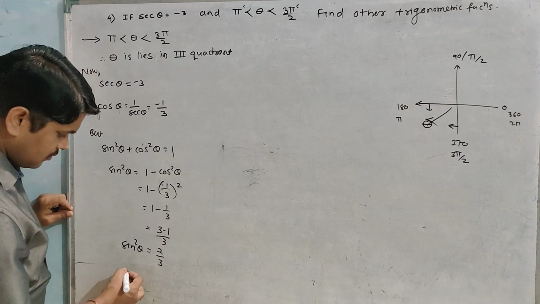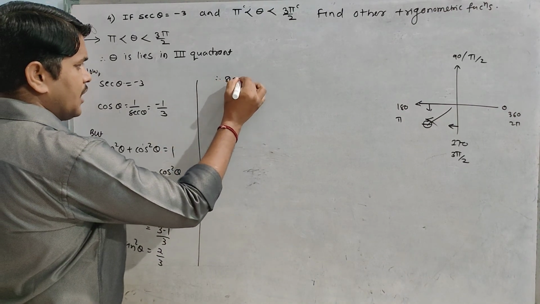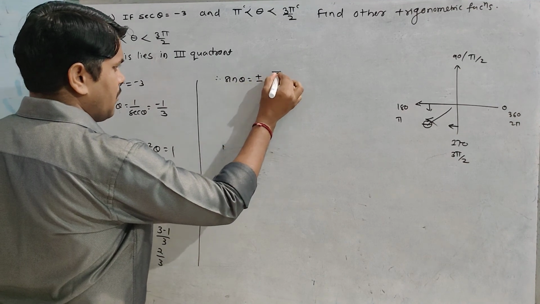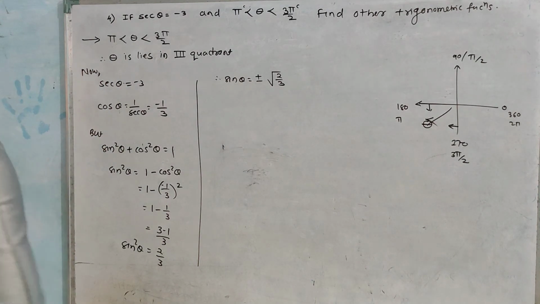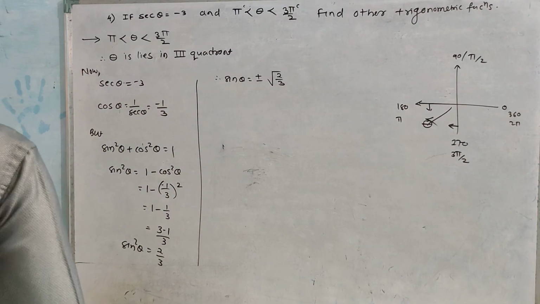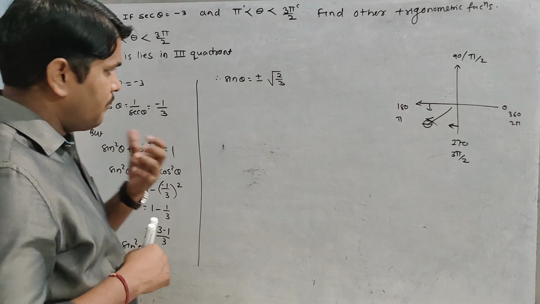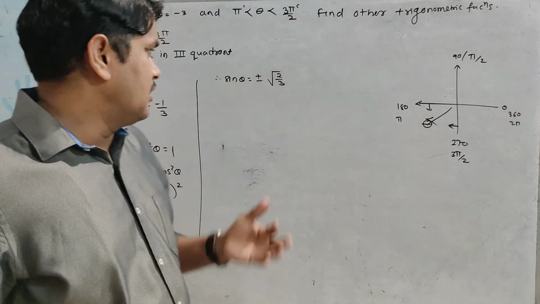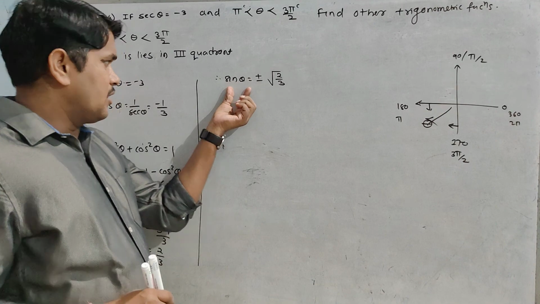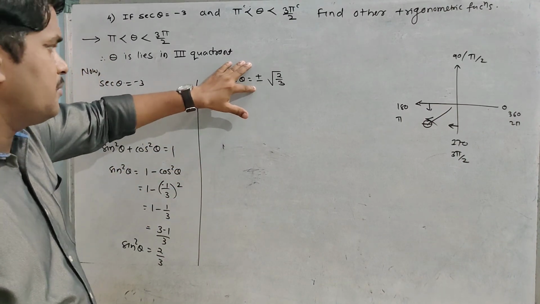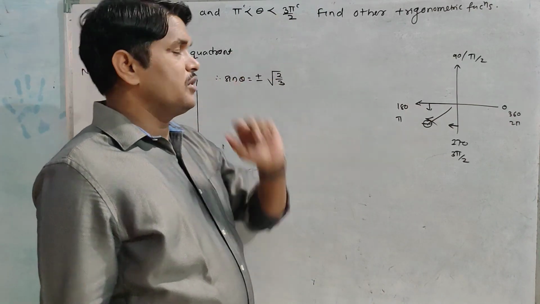Okay, so after taking the square root, we get sin theta is equal to plus or minus 2/√3. Now we have to take either the positive or negative value, because by using the identity we get two values of sin theta, plus or minus 2/√3. So use the condition.